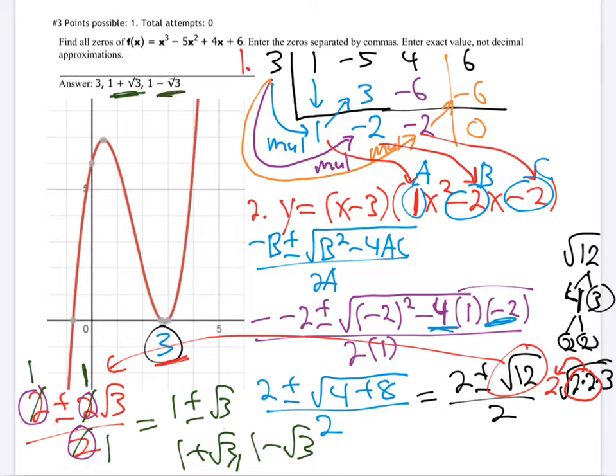Sure enough, there they are. Those are the other 2 zeros along with the original 0, 3. We found the 3 zeros: 1 plus root 3, 1 minus root 3, and plain 3 itself. Is that good there? Is that making sense?